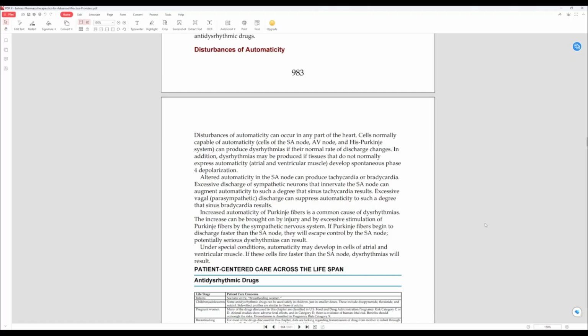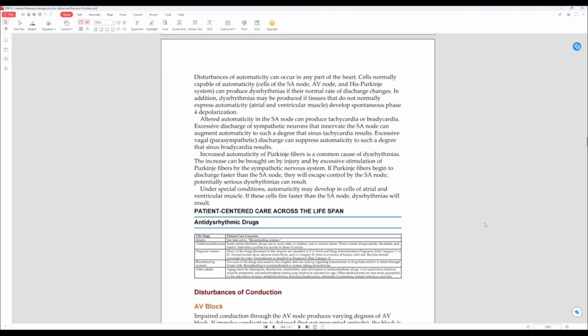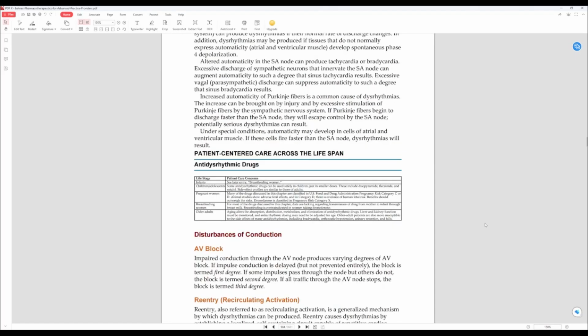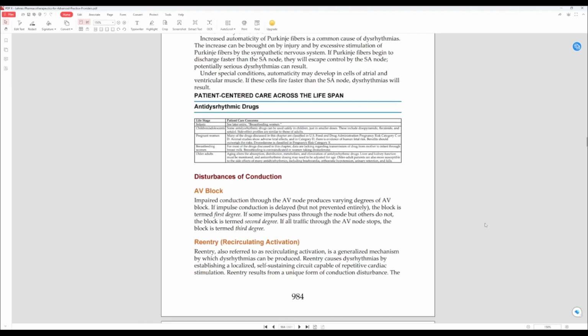Increased automaticity of the Purkinje fibers is a common cause of dysrhythmias. The increase can be brought on by injury or by excessive stimulation of the Purkinje fibers by the sympathetic nervous system. If Purkinje fibers begin to discharge faster than the SA node, they will escape control by the SA node, potentially causing a serious dysrhythmia.